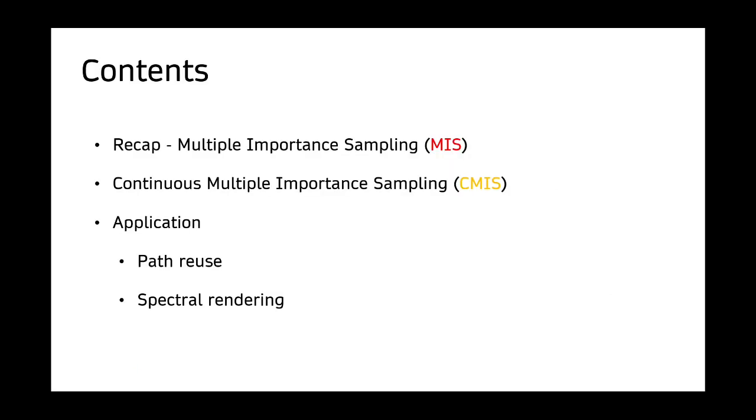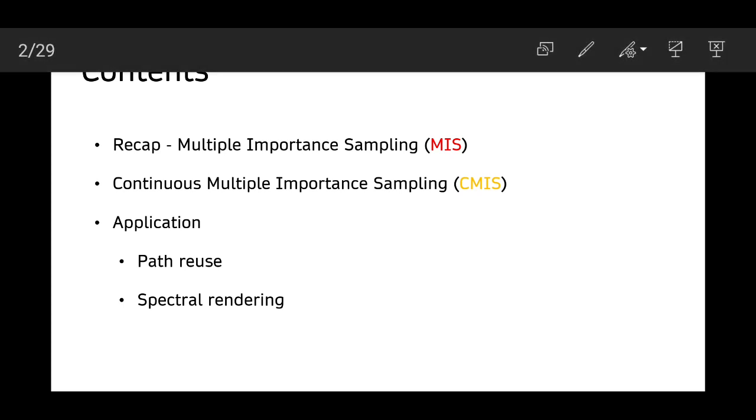Before the presentation, I will first explain the flow. First, I will briefly explain multiple importance sampling once again. Next, let's look at what continuous multiple importance sampling is. Finally, I will present two applications with the introduction of related previous works. Then let's move on to MIS.